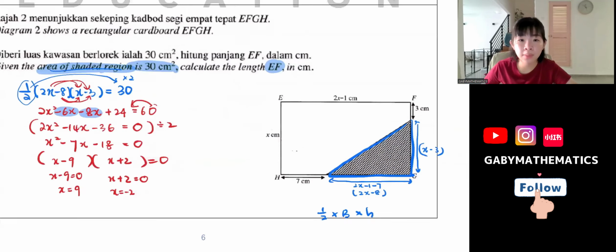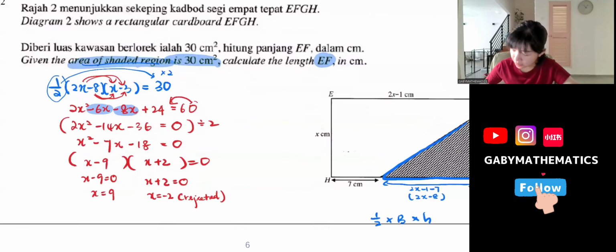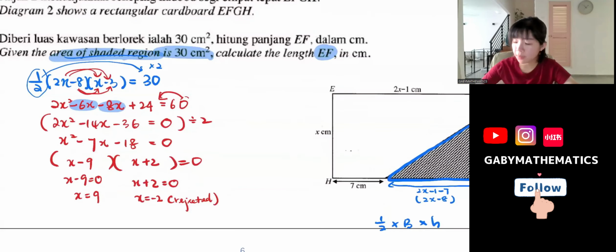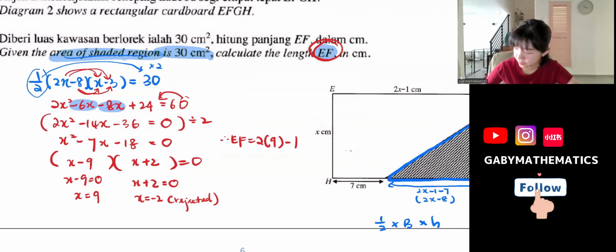Now this is problem solving. x is a length, so you know that -2 is not possible. So rejected. And x is 9. It's not done yet because the question asks for EF. So EF is 2x minus 1, 2 times 9 minus 1, 18 minus 1. So it is 17 cm.